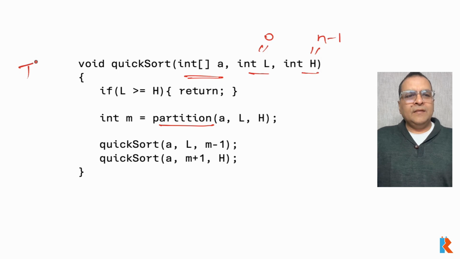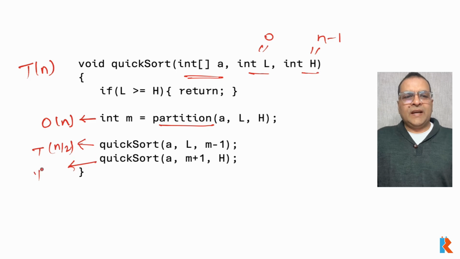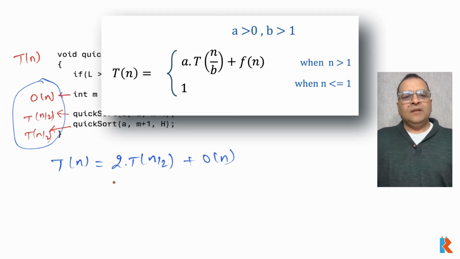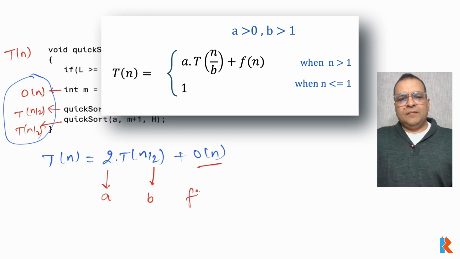If T(n) represents the time taken by this function, we know that the partition logic takes order of n time, and then we are calling the quicksort function for n by 2. So this will take time T(n/2). Even this will take time T(n/2). Therefore, the recurrence for this function will be the sum of all of these. We can say that T(n) = 2T(n/2) + O(n). If you compare it with the general equation, then a is 2, b is also 2, and the function is n.